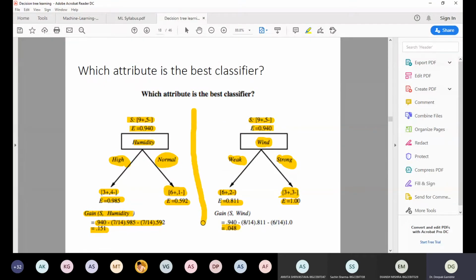Now, if you take this division, on one side we have the S set for the humidity, and on the other side we have the S set for the wind attribute. If we want to see whether this one is the best classifier or this one is the best classifier, we will consider the one having the maximum information gain, and that will be chosen as the best classifier. So out of these two, the humidity will be chosen as the best classifier because it has the higher information gain. Similarly, in this way, we will make our decision tree.